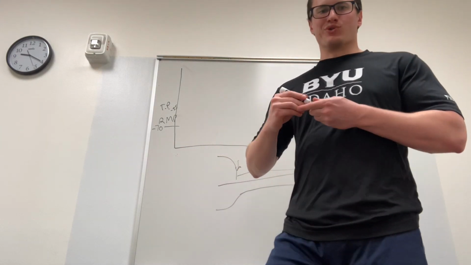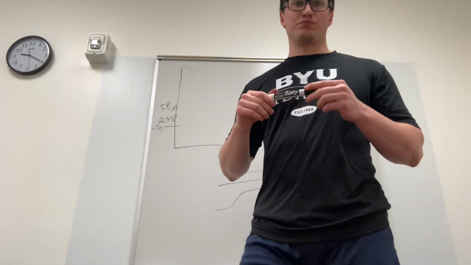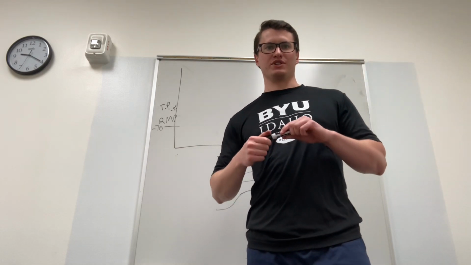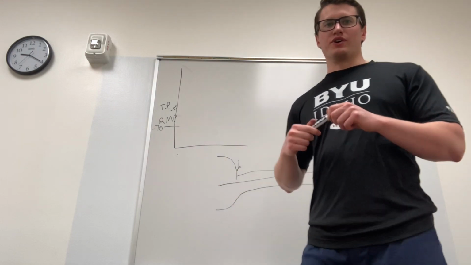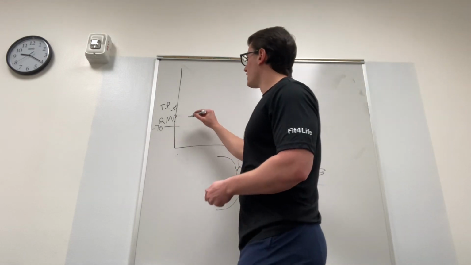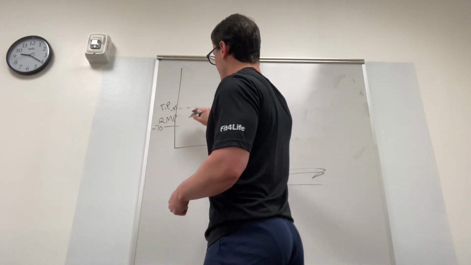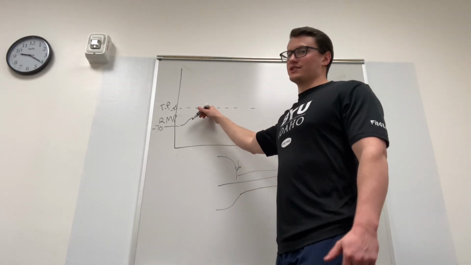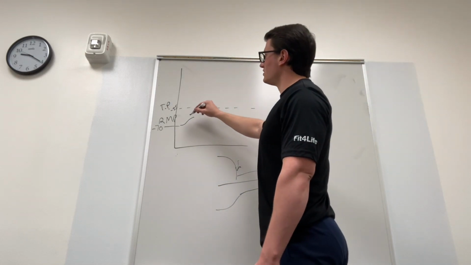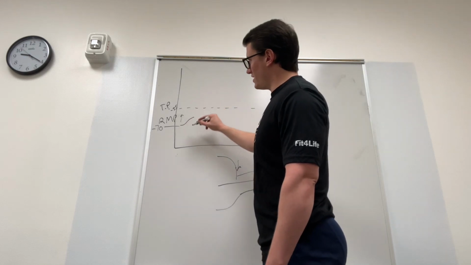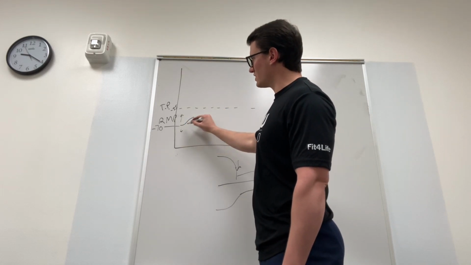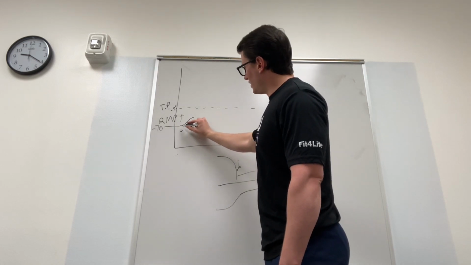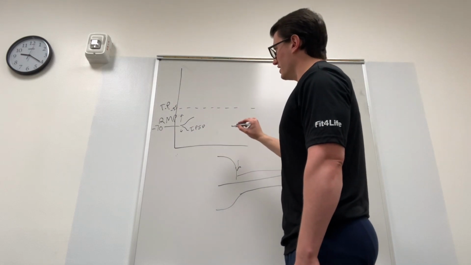EPSPs are excitatory post-synaptic potentials, and IPSPs are inhibitory post-synaptic potentials. EPSPs are going to get us closer to threshold potential. So it's going to depolarize the cell a little bit. Depolarization will go that way, hyperpolarization will go this way. Now if we were to have an IPSP, we're actually going to hyperpolarize a little bit.